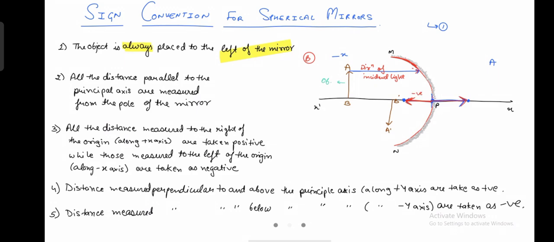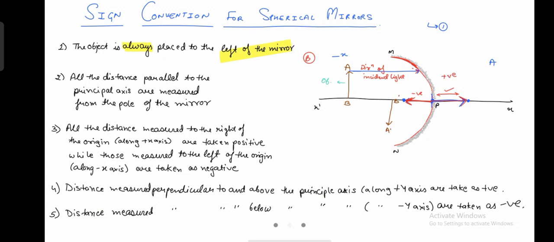Or if you're not able to understand with this method, you can just keep one thing in mind: we start from the pole, and take everything towards the right as positive and left as negative. Now, let us understand it again with the help of the direction of the incident light. You just have to look at the arrow. The arrow is towards the left-hand side, and in this case you are measuring this length, moving from the pole towards the left side. So they are both in the same direction. These two arrows are in the same direction. So if the arrow is in the same direction as the incident light, it is going to be taken as positive.